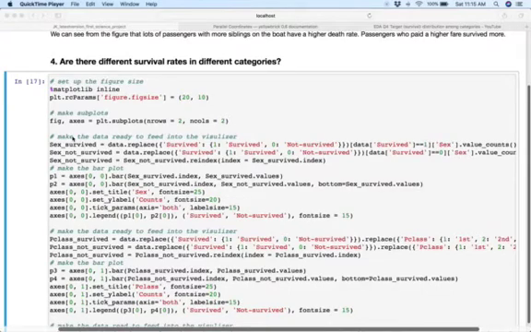Hello and welcome to the fourth and final part of our exploratory data analysis step in the video series, doing your first data science project using a Titanic Kaggle data set.